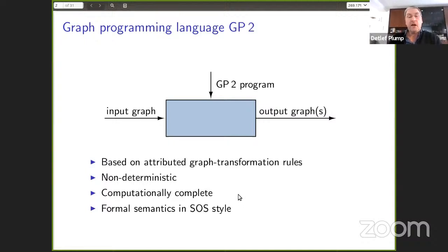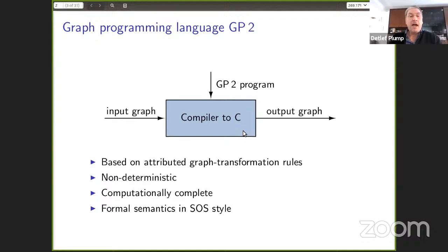And the one we have is in the structural operational semantics style, as invented by Plotkin a long time ago. And indeed, behind this blue box, there's a compiler. One has to distinguish between the language definition and its implementation. The current implementation is a compiler to C. The language is non-deterministic, but the compiler, because it's C, will produce, if it produces a result, a single output graph.